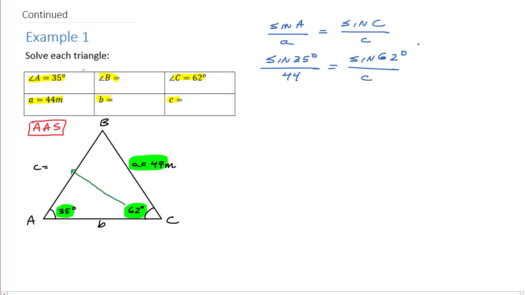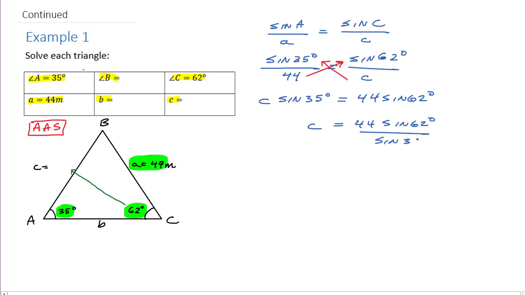Now in this scenario, it might have been better to flip it and set it up the other way, because look, the thing I'm solving for is on the bottom there. Or you can just do cross product like this. I could multiply across, right? And go, all right, C times sine of 35 degrees. Maybe this is the easiest way too. Or you could just flip both fractions and we'll get the same thing. And then I'm going to divide both sides by this sine of 35 degrees here. So C equals 44 times sine of 62 degrees divided by sine of 35 degrees.